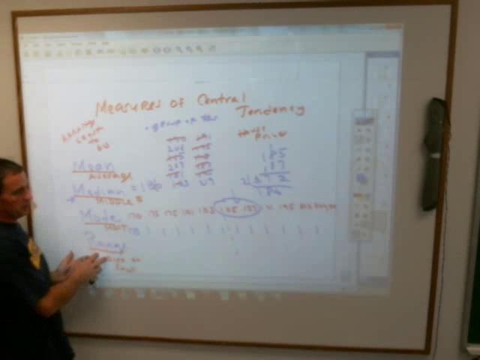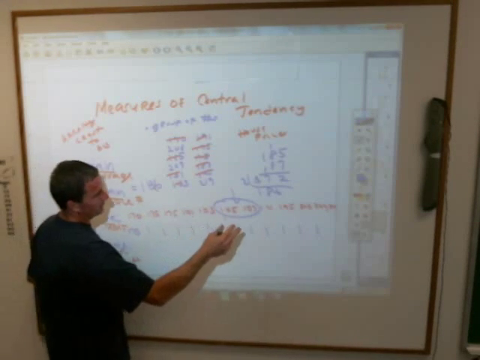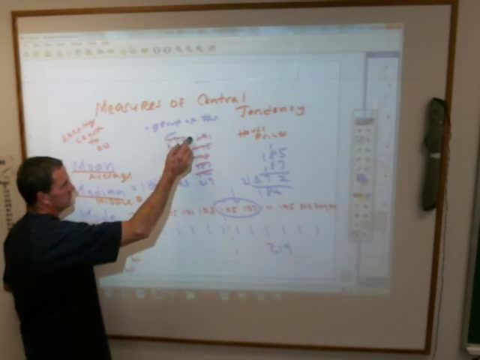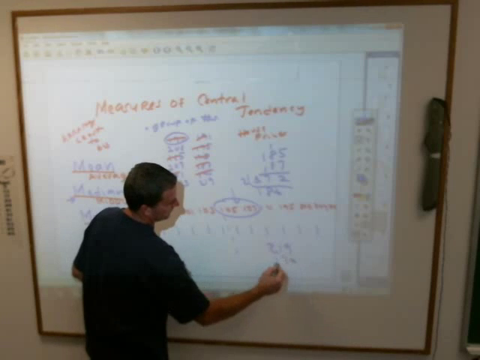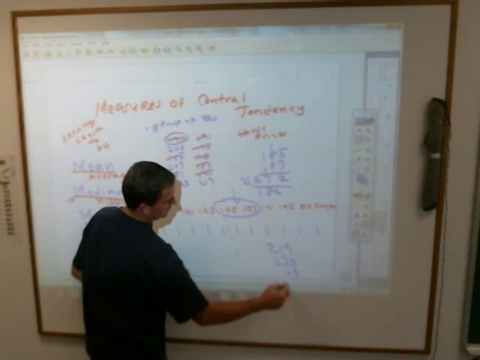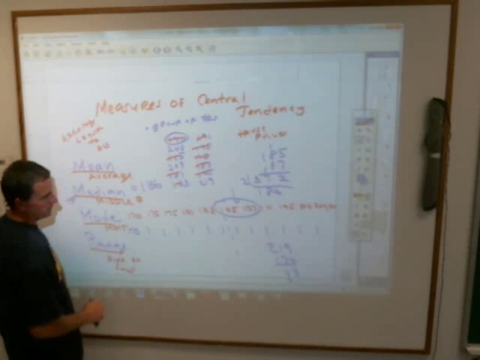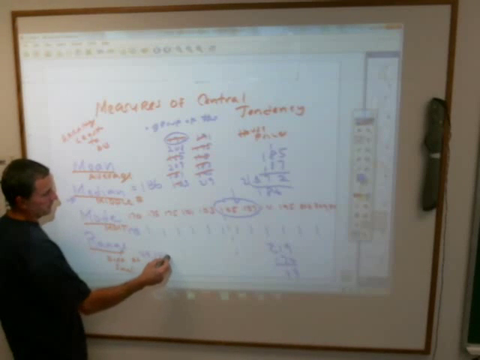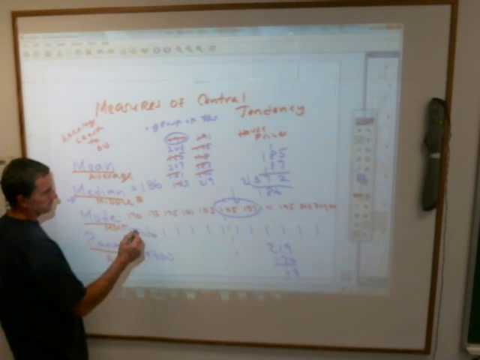And then the range is, like we said, subtracting the smallest from the biggest. The biggest was 219. The smallest was 170. So when you subtract those, you end up with 49. These are thousands of dollars, by the way, in reality.